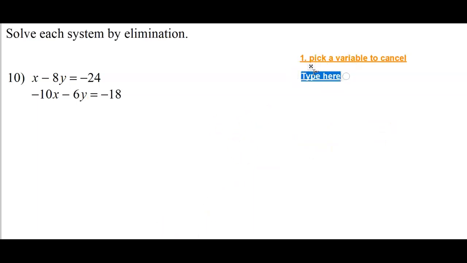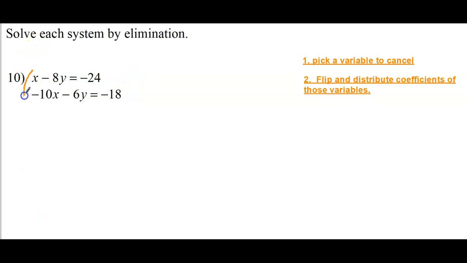Next thing we're going to do is we're going to flip and distribute the coefficients of those variables. So here's what I mean by that. Okay. So the coefficients of the y variables are -8 and -6. I'm going to flip them. And what do I mean by flip? The -6 is on the bottom equation, so I'm going to put it on the top equation. And the -8 is on the top equation, so I'm going to put it on the bottom equation. And so that's what I mean by flip, and then I'm going to distribute those numbers into each equation.